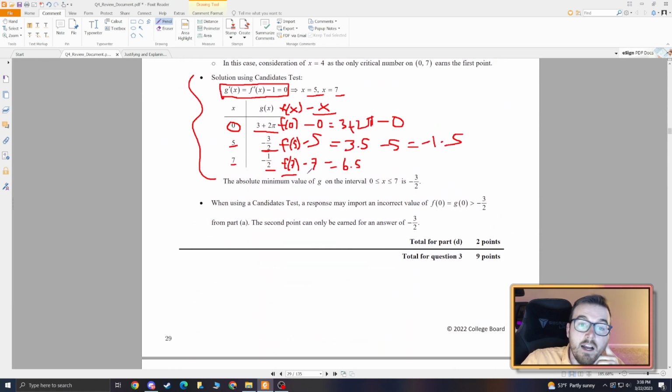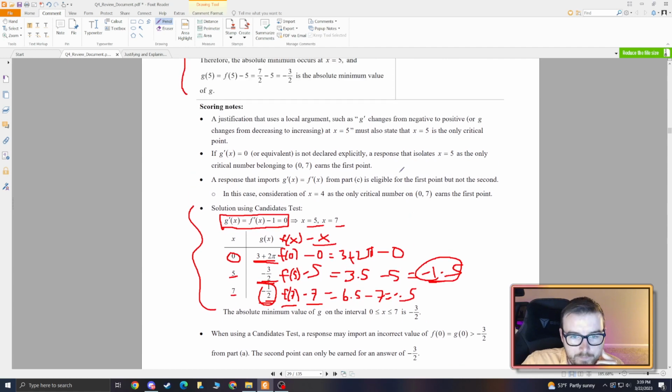So we're doing 6.5 minus 7, which is negative a half, which is where that came from. So what is the minimum? What is the smallest number that we have here? Well, 3 plus 2 pi is positive, so that's not a minimum. The negative 3 halves and the negative half are both negative, but negative 3 halves is smaller. So negative 1.5 is the minimum.